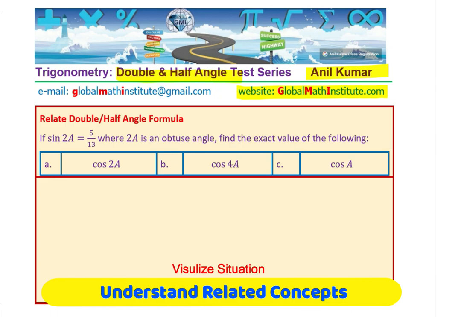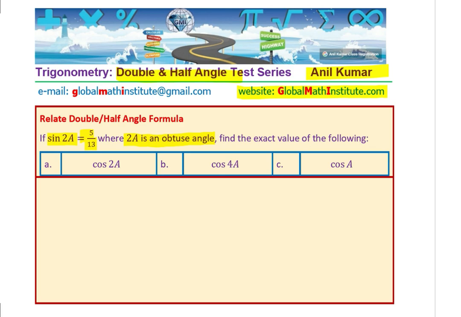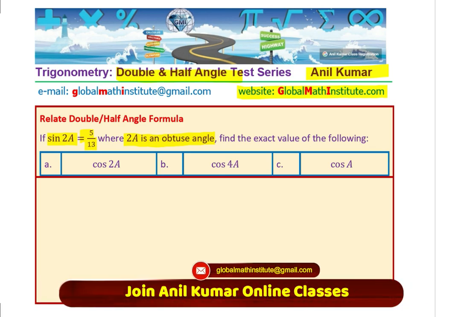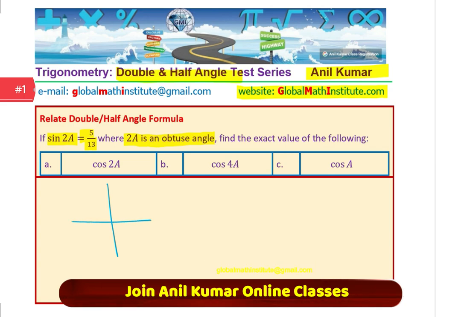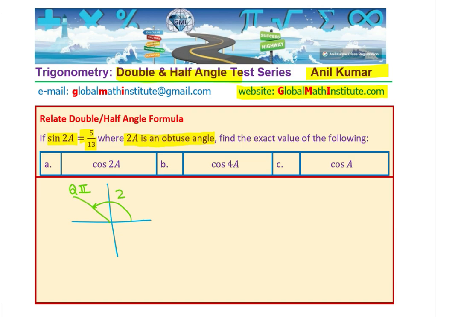Let us first understand what is given to us, that is sine 2a equals 5 over 13, and we are also given that 2a is an obtuse angle. So let's try to understand this before we begin to answer the question. In a coordinate plane, when I'm saying 2a is obtuse, that really means we are in quadrant 2. Somewhere here, we have this angle 2a. So in quadrant 2, sine 2a is positive, makes sense, perfect.